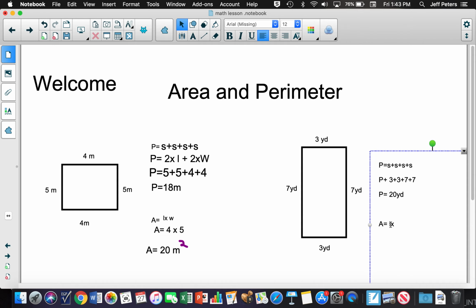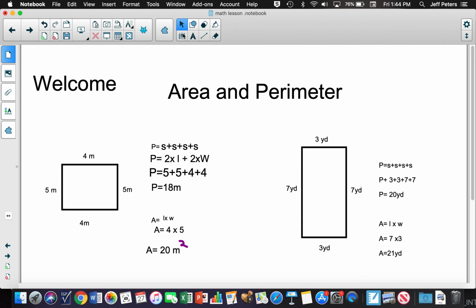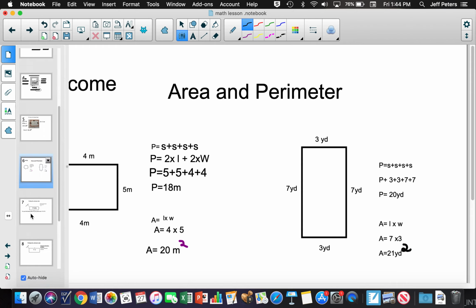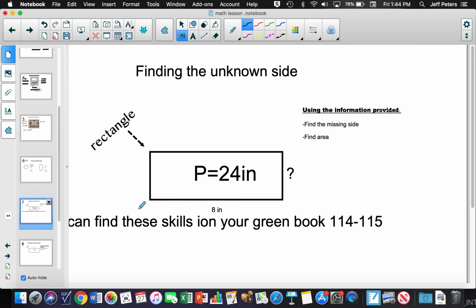So just like on the last one, we have area equals our length times width. Area equals, we have a length of 7 and a width of 3. 7 times 3. Area equals 21, and it's 21 square yards. And again, we want to make sure that we do not forget to square our answer. Excellent. All right, let's move on to the lesson for today.